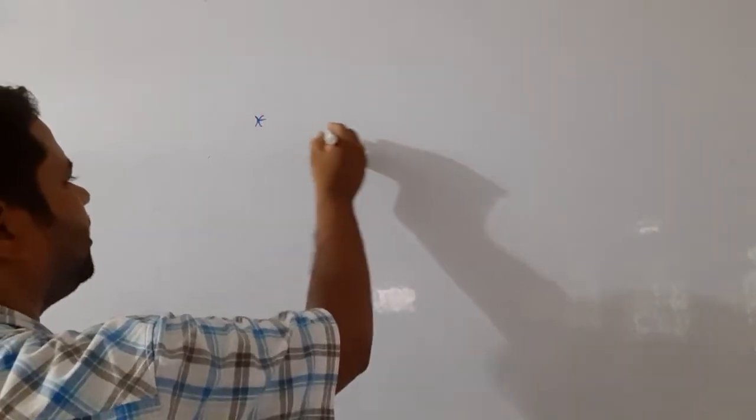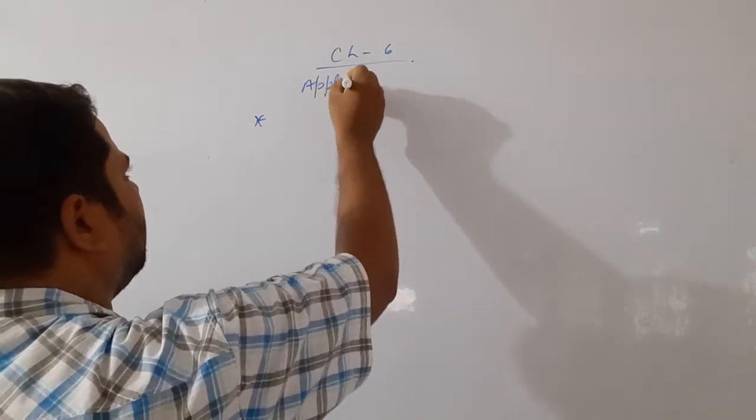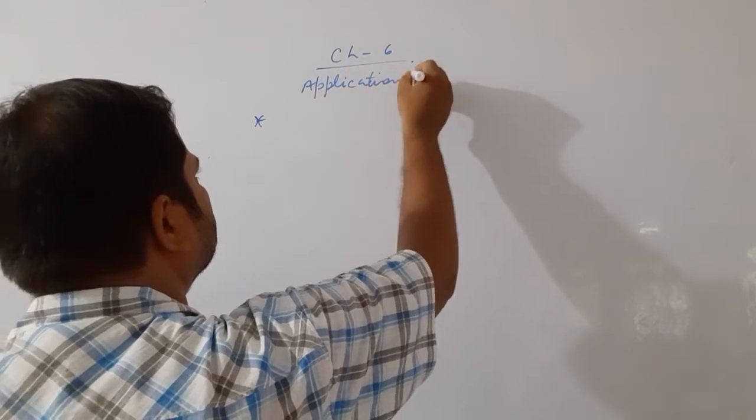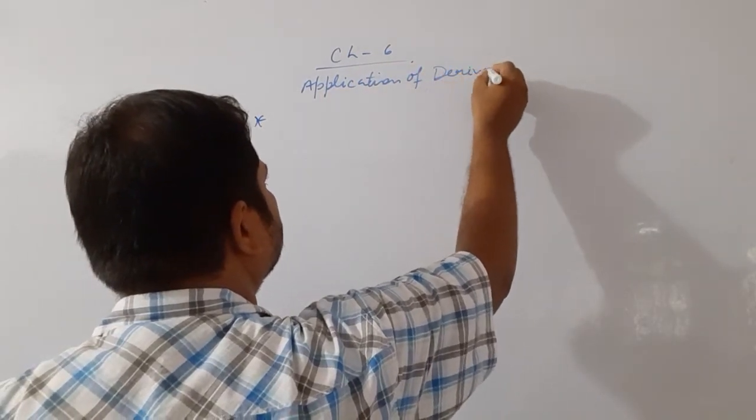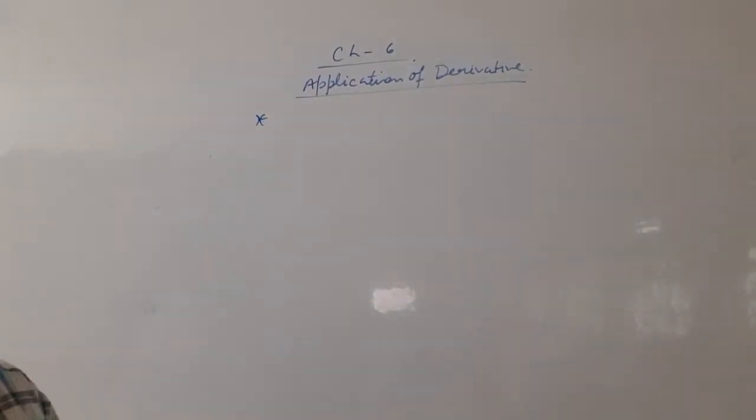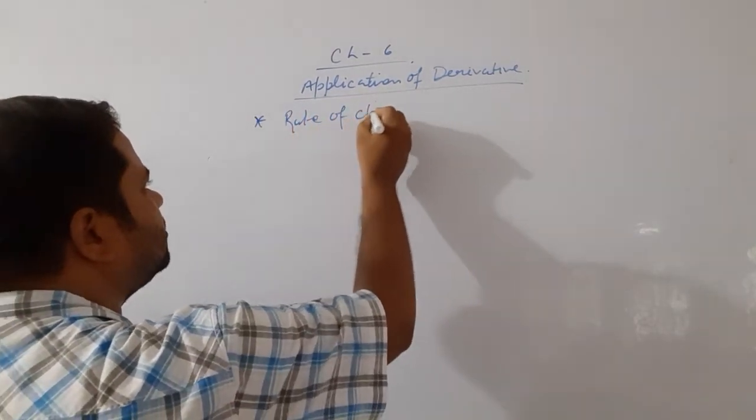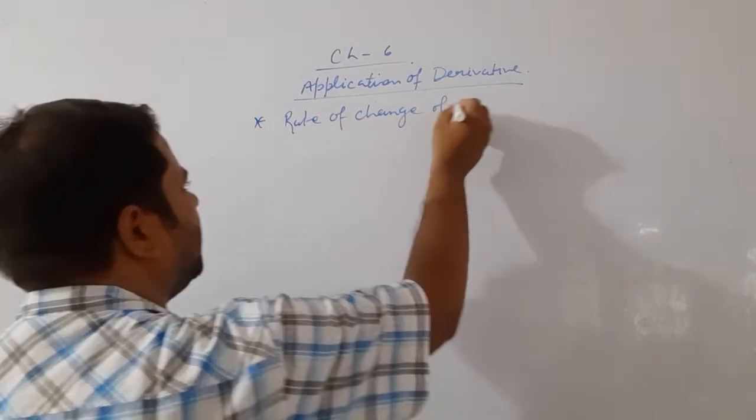12th. Chapter is application of derivative and our topic is rate of change of quantities. So let us see. Chapter 6, application of derivative. Our topic is rate of change of quantities.